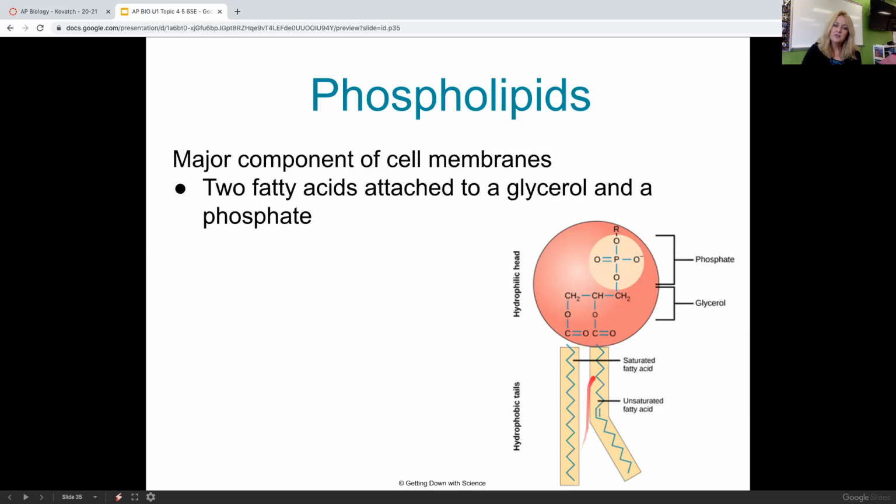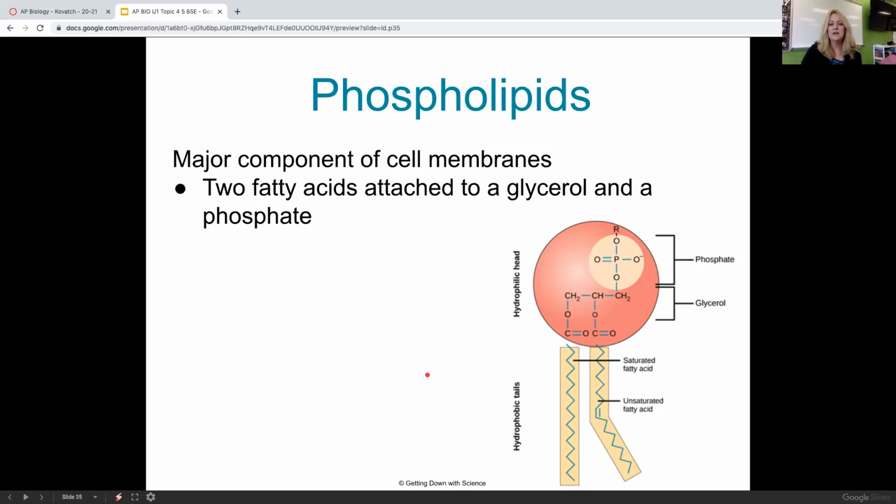This part down here, the tails, are made of saturated fatty acids. Here's an unsaturated fatty acid. Right here we see a double bond. These are hydrophobic tails. They like to stay in the center of a cell. They're on the inside of the membrane. They don't like water, so they want to get away from that watery outside environment.